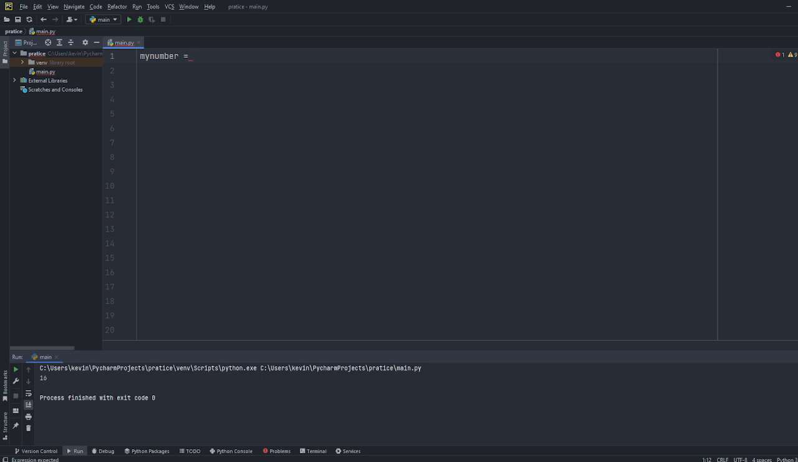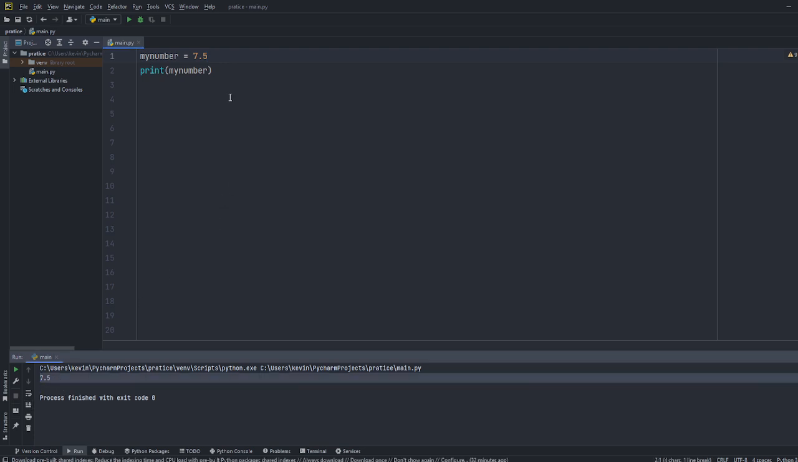Today, we'll be using integers and floats. So let's use 5. If I were to print my number, it will print out 5. If I put 7 in it, it prints out 7. This variable stores number 7, and this print prints out the variable, which is number 7. You can also do something like this, 7.5. 7.5. This is called a float.